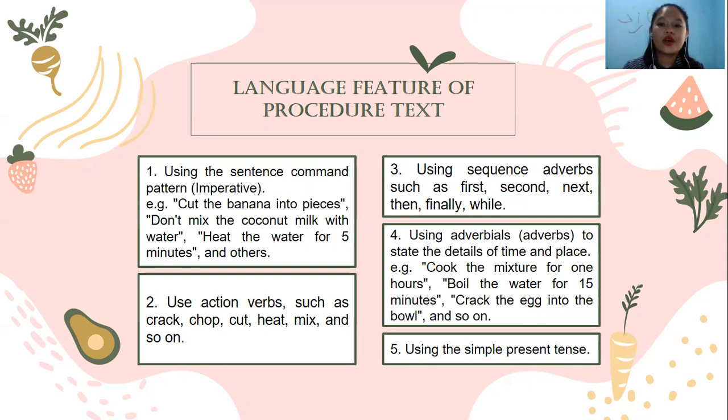And using sequence words, such as first, second, next, then, finally, and while. Using adverbials or adverbs to state the details of time and place. For example, cook the mixture for 1 hour, boil the water for 15 minutes, crack the egg into the bowl, and so on. The last is using the simple present tense.